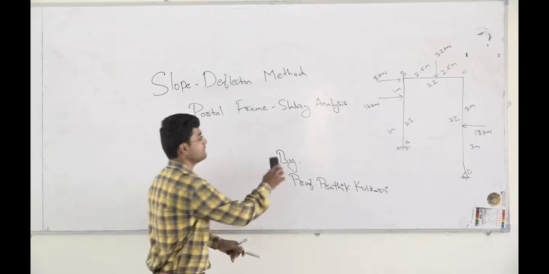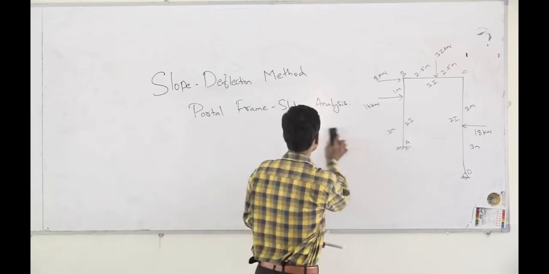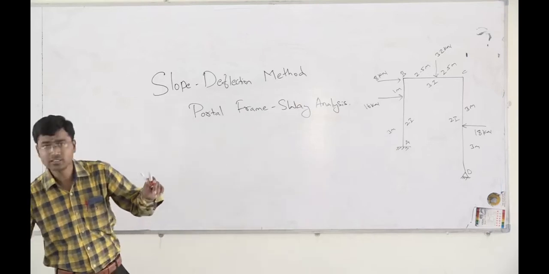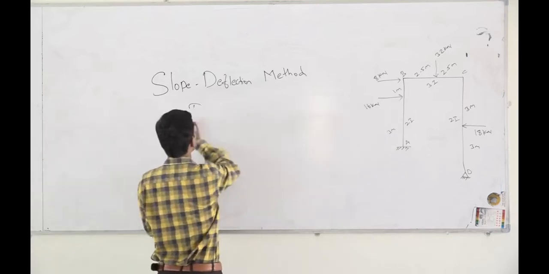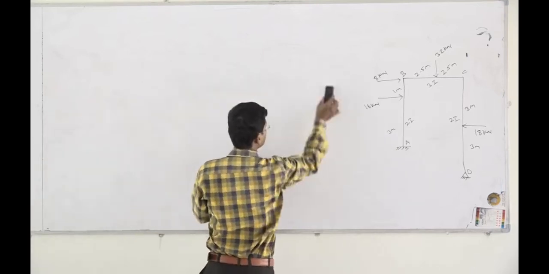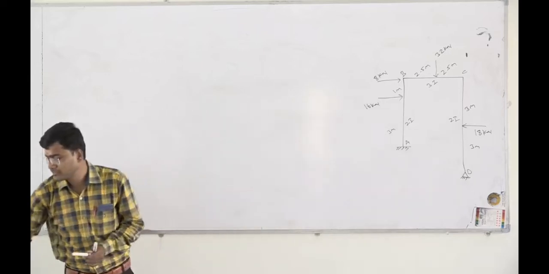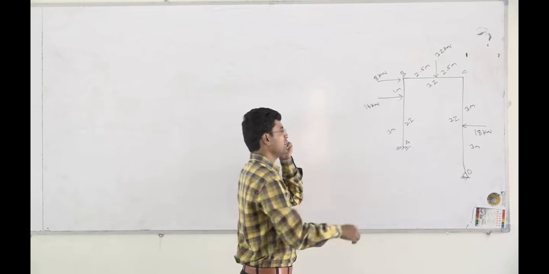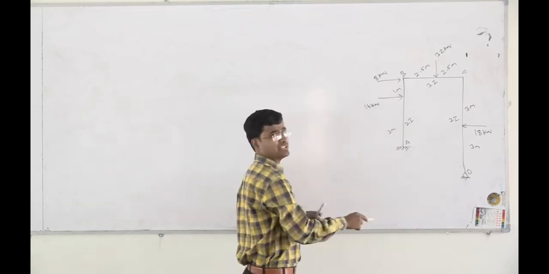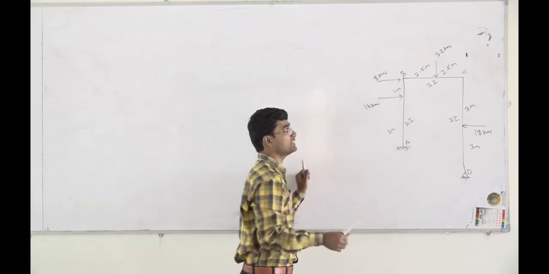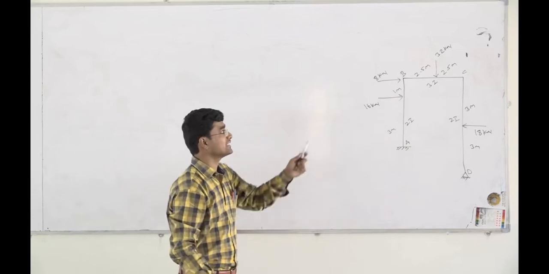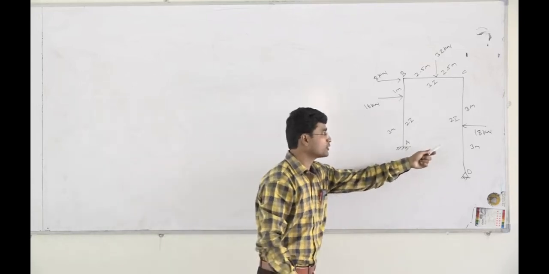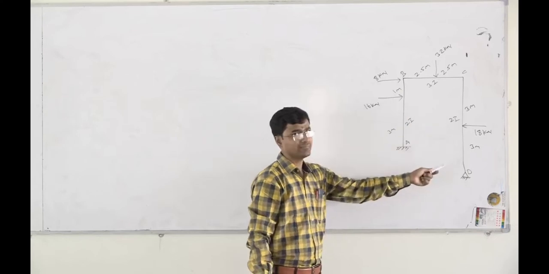Now here, I have given you one problem for sway analysis of a portal frame using the slope deflection method. Now let us solve this problem. It is a simple problem, but a bit lengthy. We have 2 point loads on the AB span. Similarly, we have a single point load acting exactly at the center, at a distance of 2.5 meters and 2.5 meters, with the loading as 32. Similarly, here also we have 18 kilonewtons acting exactly at the center.